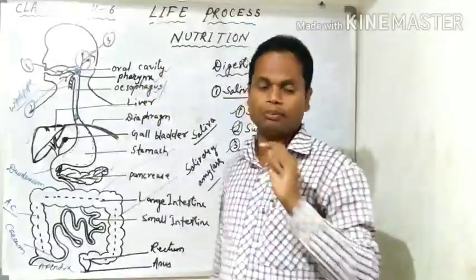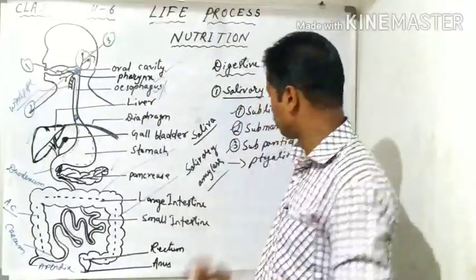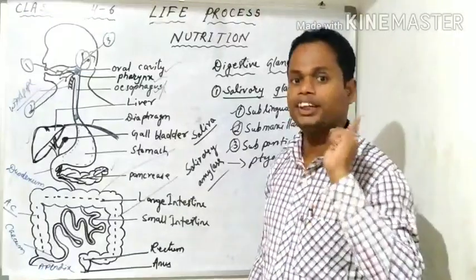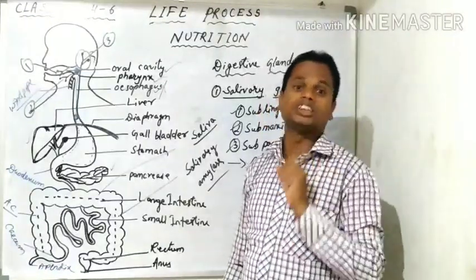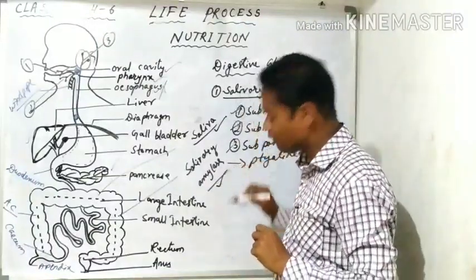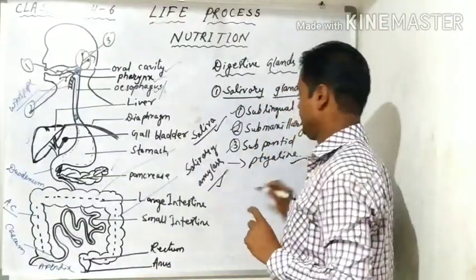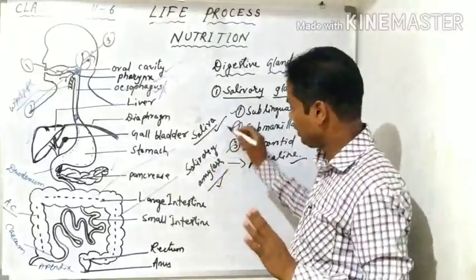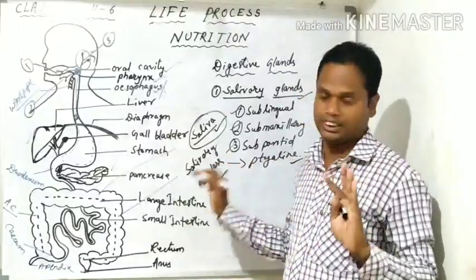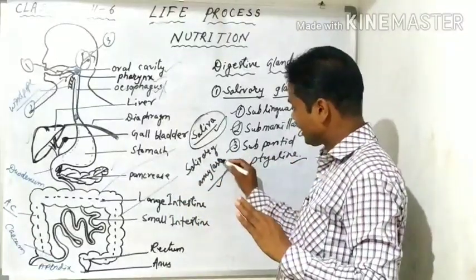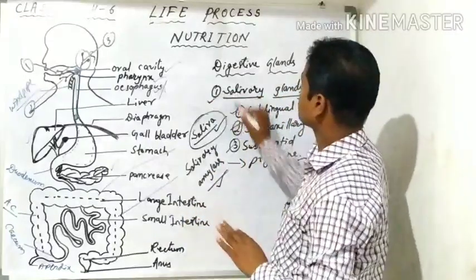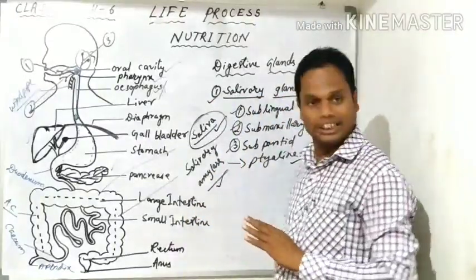Okay, so remember my students, from the salivary gland, only one enzyme is secreted, that is called salivary amylase or ptyalin. One thing I have to make clear, salivary amylase is otherwise known as ptyalin. So this is the first type of digestive gland.